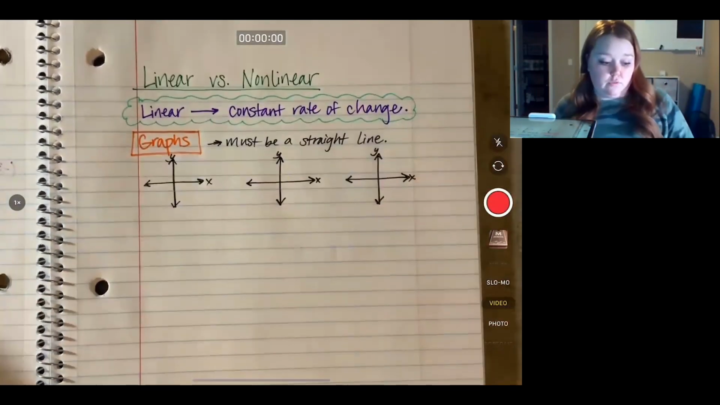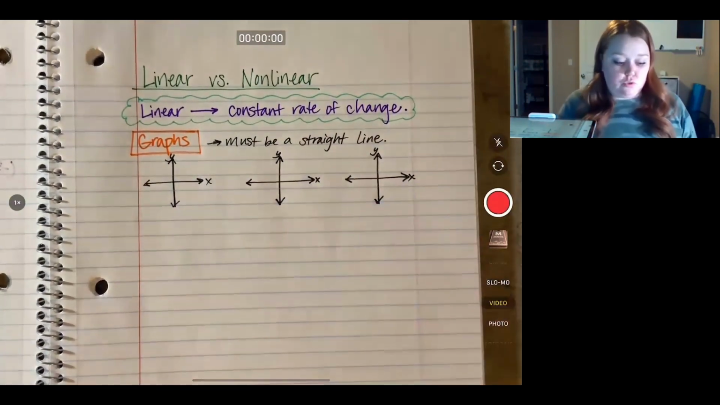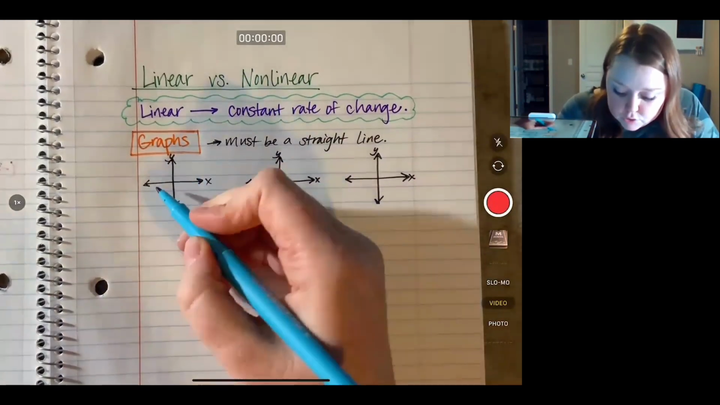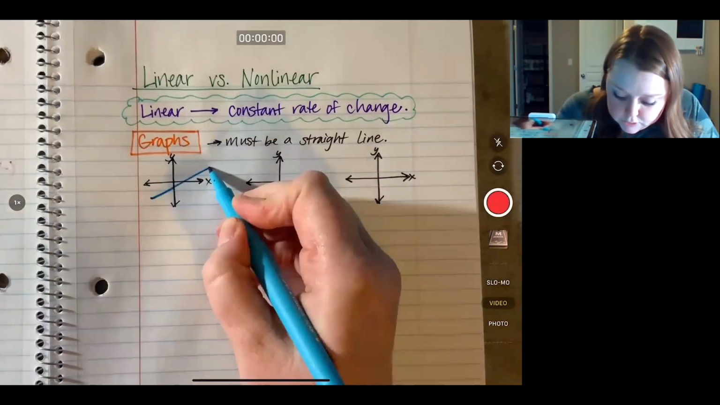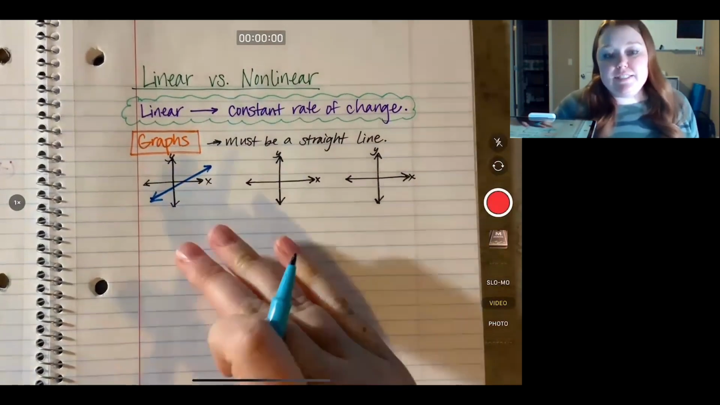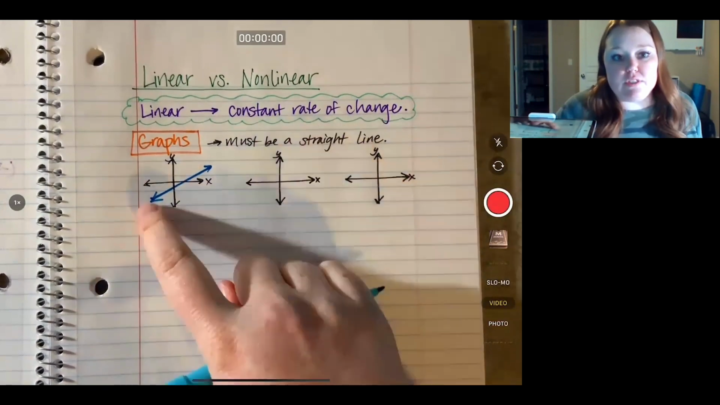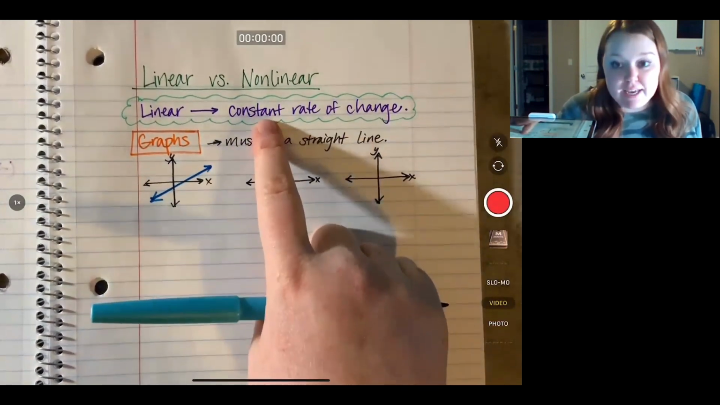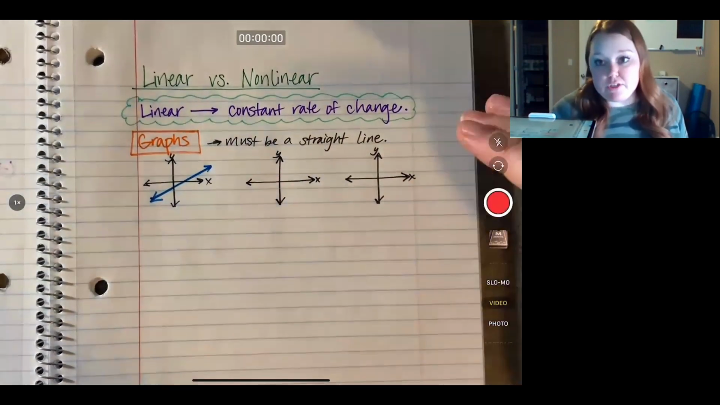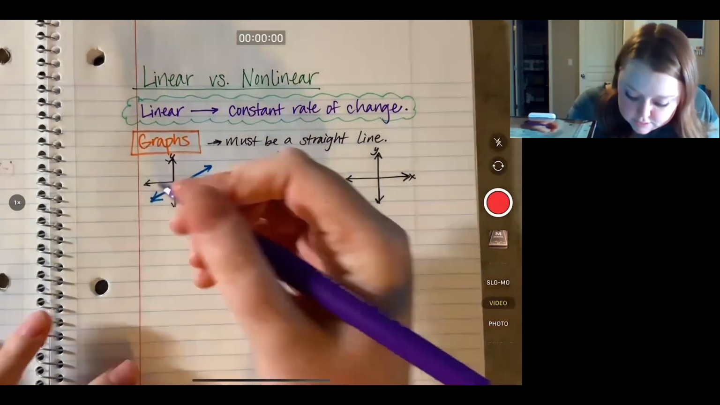Pause the video if you need to, if I'm going too fast, okay? So once you have your 3 grids there, we're just gonna do 3 quick examples of what linear might mean. On this graph, just go ahead and draw a continually straight line, arrows at the ends. Since that is a straight line, the rate of change throughout this entire graph is constant. X and Y are changing at the same ratio or the same rate throughout the whole equation. Since it has a constant rate of change, we can say that it is linear.